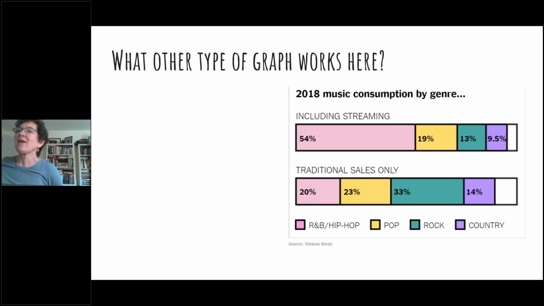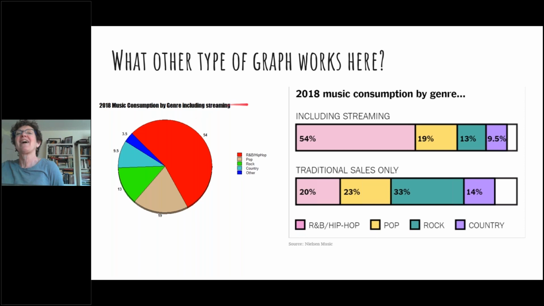There's a kind of graph that we haven't looked at yet that you might be familiar with. What kind of graph is really good for showing percents like this, percent of a whole? A pie graph. Right, yeah, with the circles. Okay. So a pie graph, or a circle chart, or a pie chart.